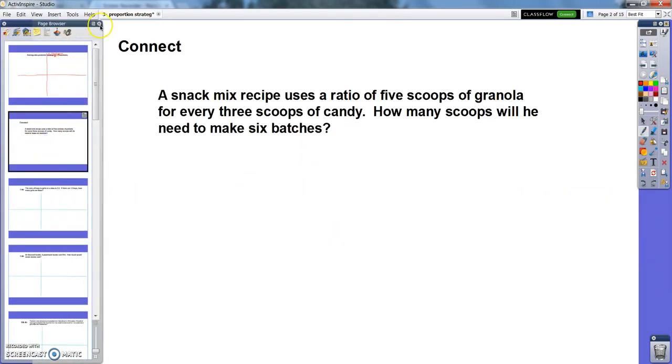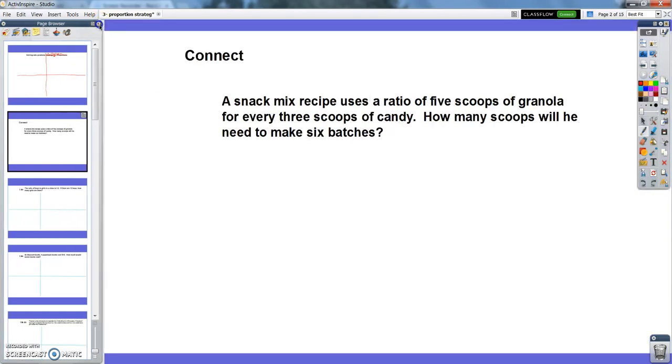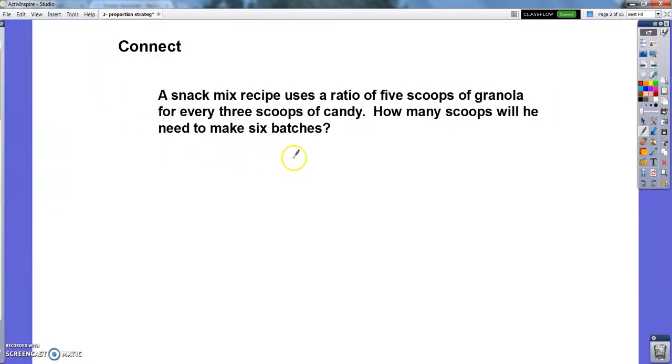Okay, so we're going to talk about ratio problems for the next 4 days. You've actually already solved a ratio problem that I gave you before you even knew what a ratio was, right? A snack mix recipe uses a ratio of 5 scoops of granola for every 3 scoops of candy. How many scoops will he need to make 6 batches? I think he made 12 batches. Sorry about that. How many will he need to make 12 batches?